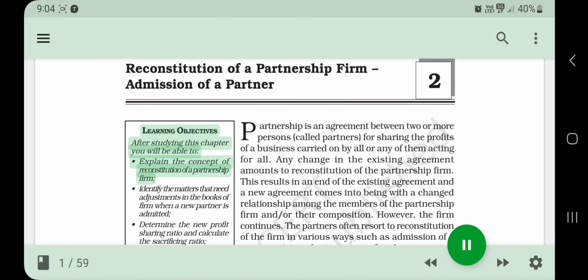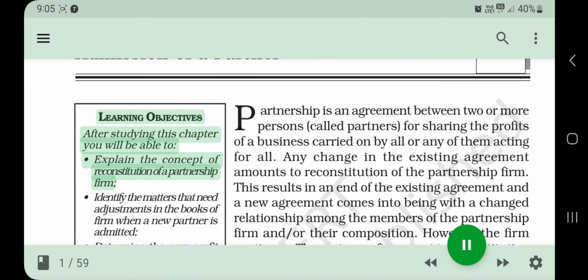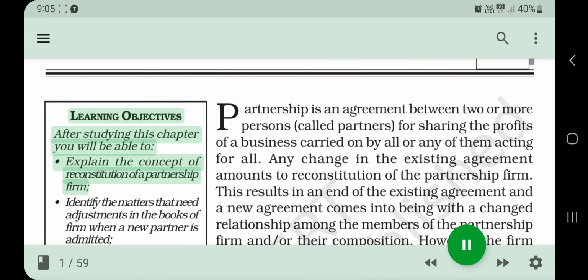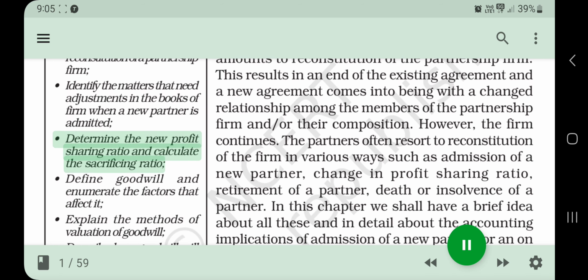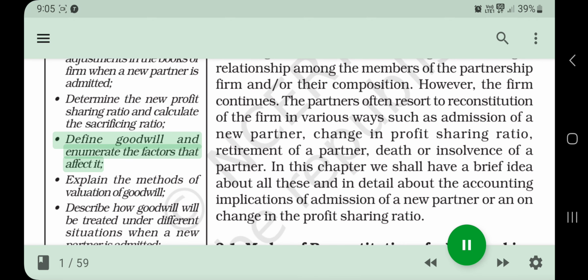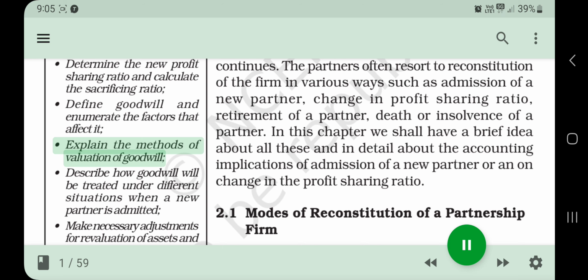Learning objectives. After studying this chapter, you will be able to explain the concept of reconstitution of a partnership firm. Identify the matters that need adjustments in the books of the firm when a new partner is admitted. Determine the new profit-sharing ratio and calculate the sacrificing ratio. Define goodwill and enumerate the factors that affect it. Explain the methods of valuation of goodwill.